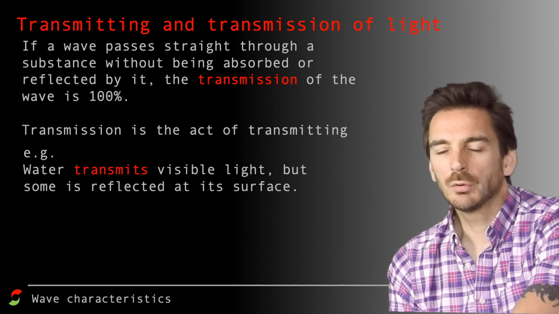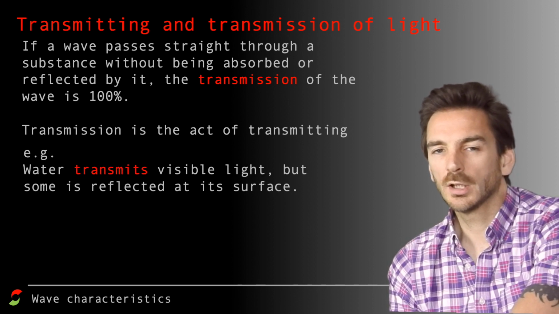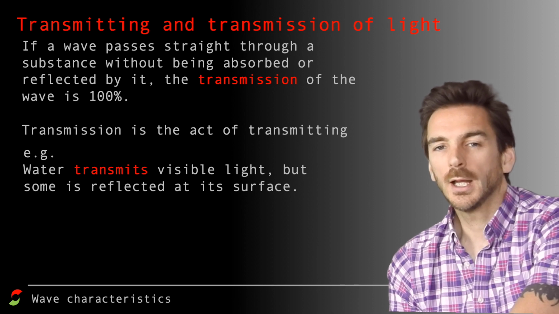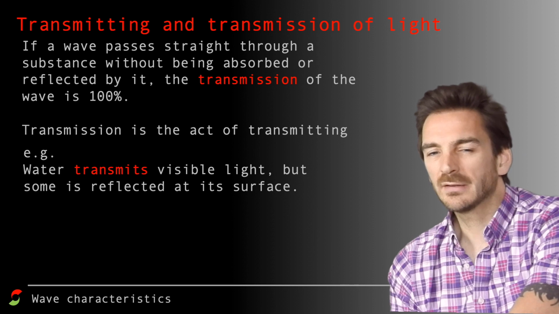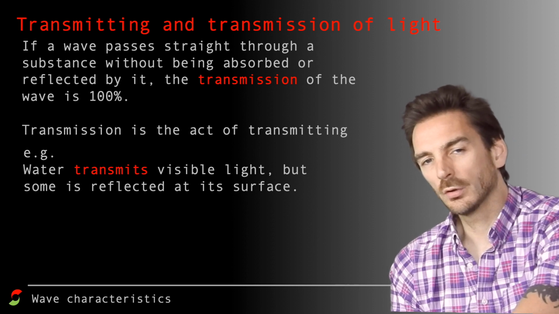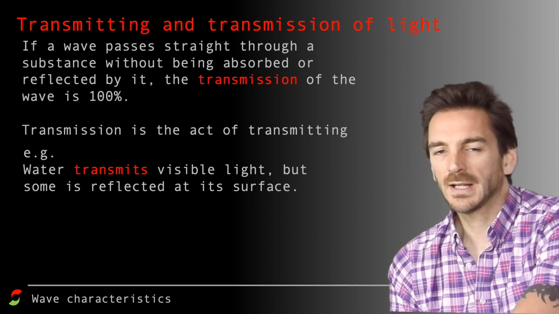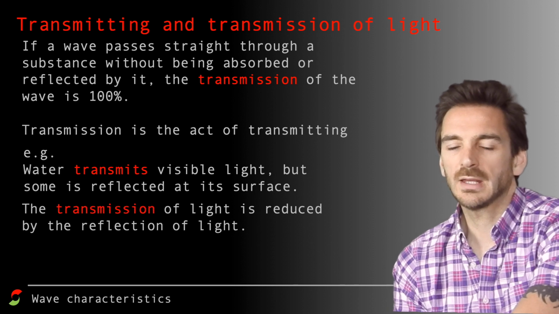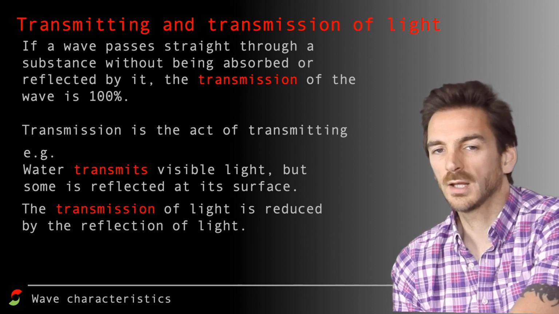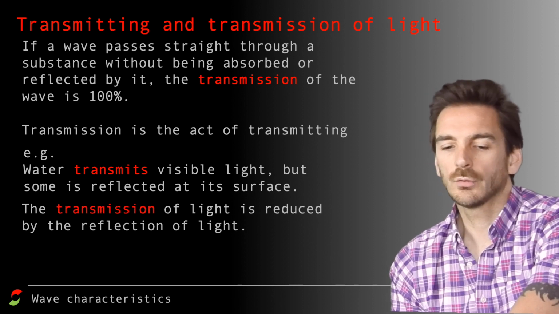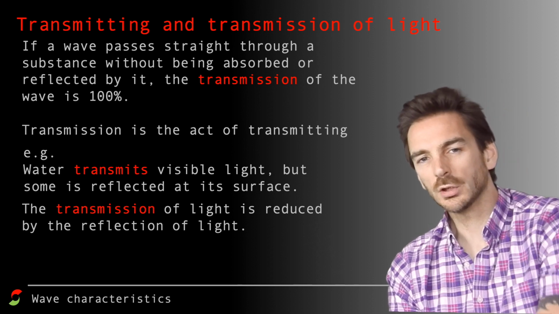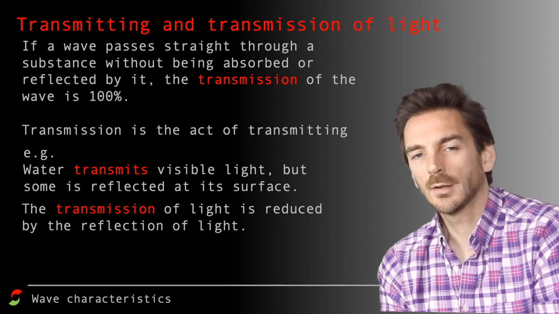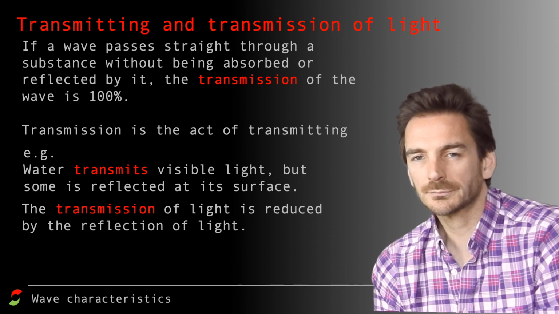To give you an example of that, when we look at water on a bright sunny day, water does transmit visible light, but not all of it. Some of it is reflected at its surface. So what we can say there is that the transmission of light is reduced because the water reflects some of it. So I'll give you an example of the use of the word in an appropriate sentence.